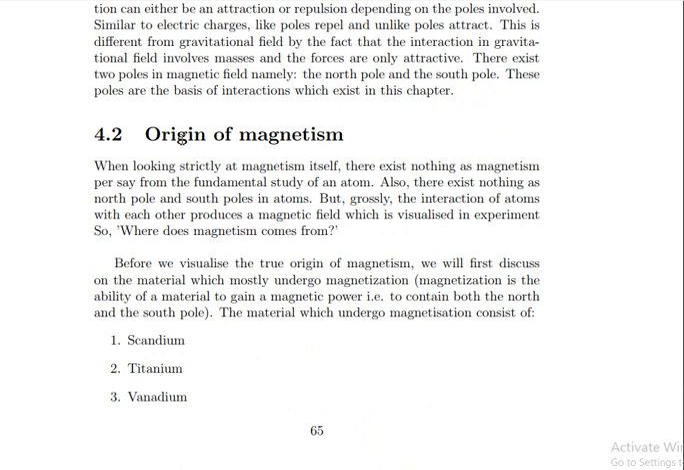Now, magnetic fields are not entities or properties which directly come from atoms, like in the cases of gravitational fields and electric fields. The gravitational field directly comes from the mass of an object. The electric field directly comes from the charge inside the atoms, which are the fundamental particles of the atoms. But the magnetic field is produced due to something, so we need to know the origin of magnetism.